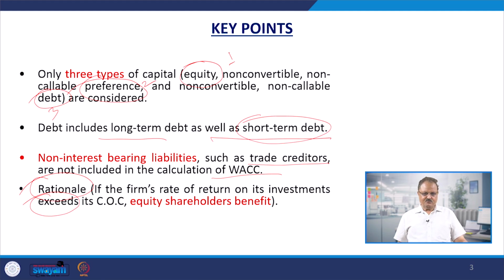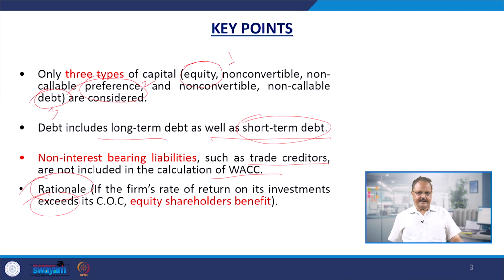First thing is we have to include the equity capital, preference capital, and the external debt, both long and short term debt, and the non-interest bearing self-adjusting liabilities such as trade creditors and bills payable. These liabilities will not be taken into account for calculating the weighted average cost of capital.